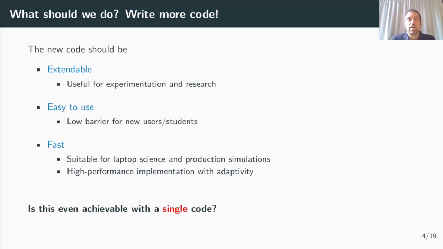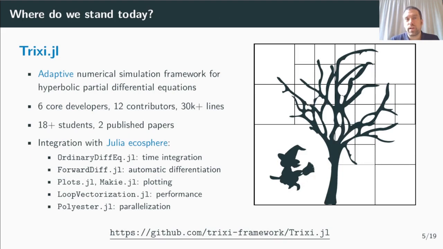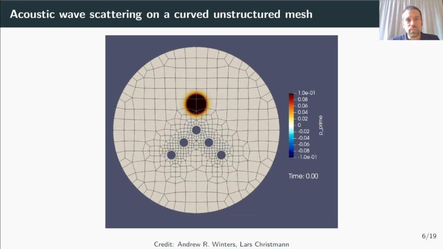Now, fast forward 1.5 years, and the code is now called Trixi, and it has grown into an adaptive numerical simulation framework for hyperbolic PDEs. We have 6 core developers and a number of external contributors. The code base has grown to more than 30,000 lines of code, and we actually had close to 20 students already using Trixi for either their in-class projects or for their thesis work, and we've written 2 published papers with it. Trixi is also integrated into the Julia ecosphere and makes use of a number of really great packages to extend its capabilities.